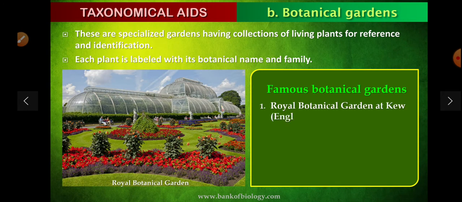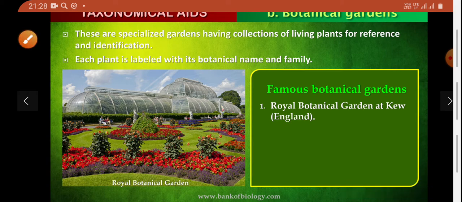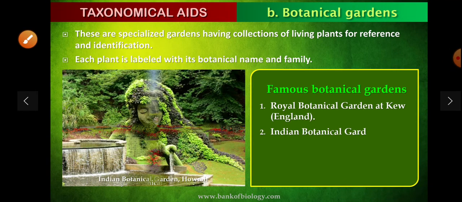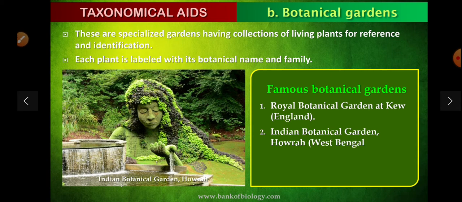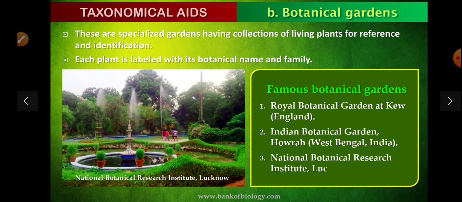The world's largest botanical garden is the Royal Botanical Garden at Kew, in England. The picture you can see here is the Royal Botanical Garden. Indian Botanical Garden, Howrah, West Bengal: must visit there at least once. National Botanical Research Institute, Lucknow.